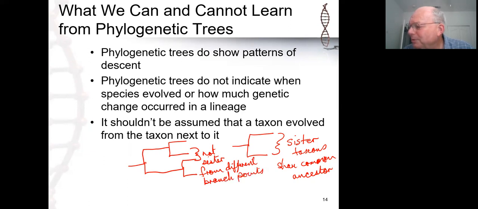So just because two species sit next to each other in a phylogenetic tree does not imply that they share common descent, because they have to share a common branch point to demonstrate that they do share a common ancestry. If they don't share a common branch point with the taxon adjacent to them in the tree, then they're not sister species, or they're not sister taxons.